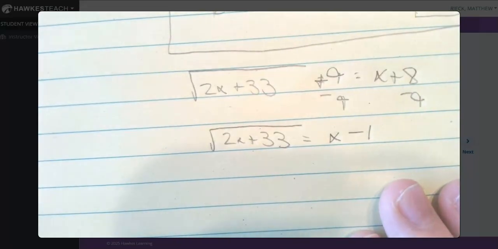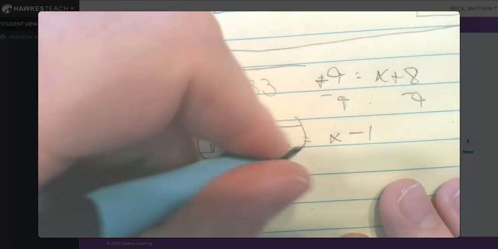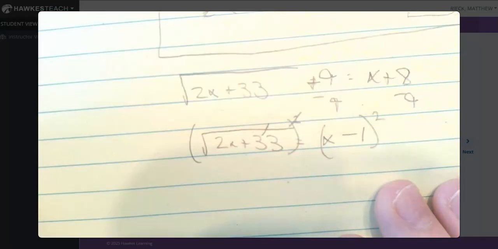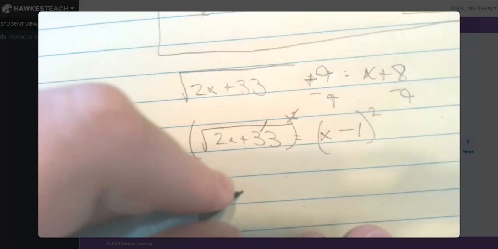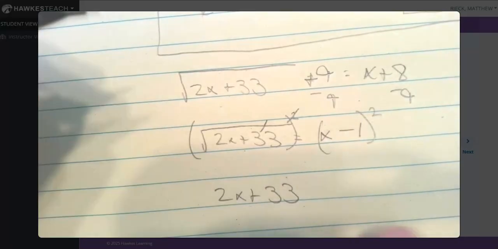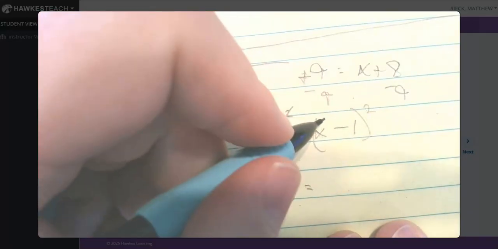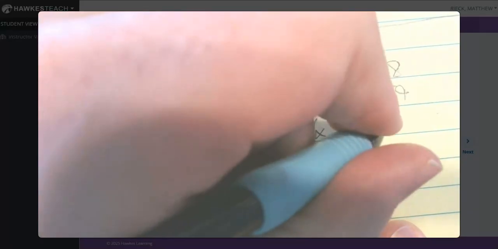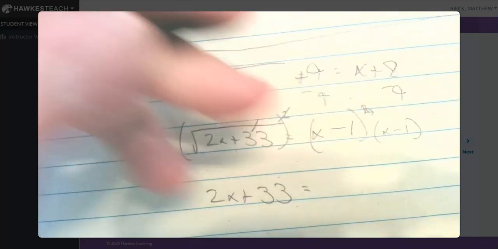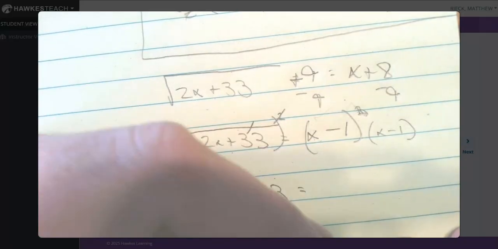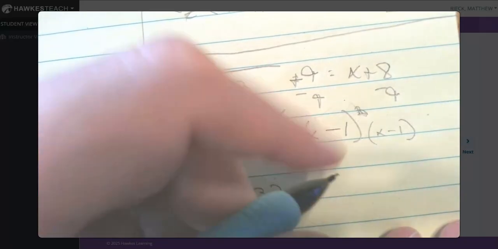Alright, and then once I have the square root by itself, I'm just going to square both sides. Because again, when I square a square root, the squared and the square root cancel themselves out. So I'm just going to be left with 2x plus 33 on the left-hand side. And when I square this, again, I do want to be careful that I don't distribute the 2 through. So when I square it, that means that I'm just multiplying it by itself. So just to make that explicit, and so that I don't forget that I can't distribute the 2 through when I'm adding or subtracting inside here, I'm just going to write that out explicitly there.